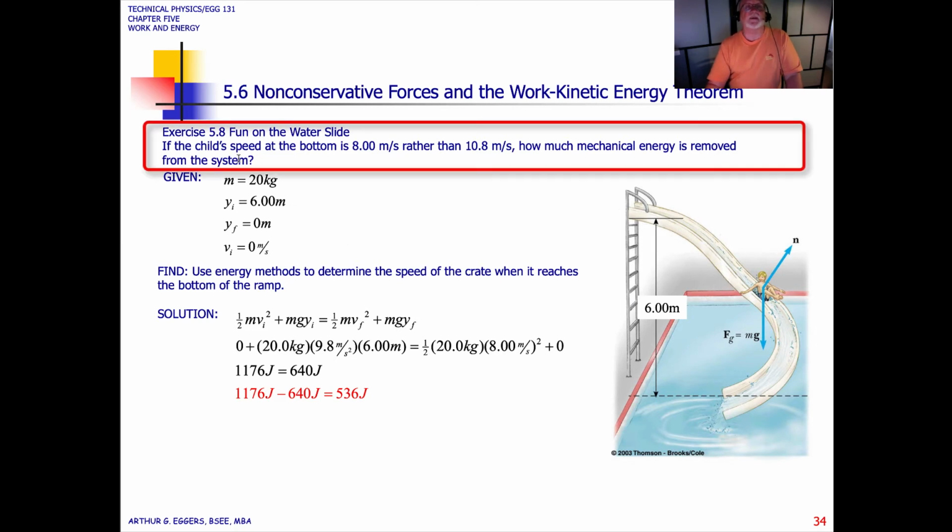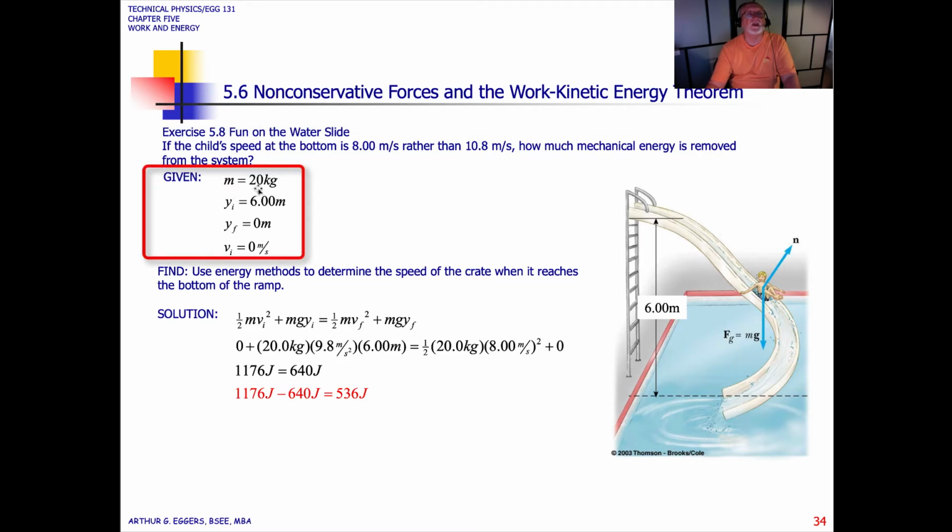Second part says, if the child's speed at the bottom is 8 meters per second, rather than the 10.8 meters per second, how much mechanical energy is removed from the system? So we could say, okay, we've lost 2.8 meters per second of speed. Maybe that was due to resistance. Maybe that was due to friction. So they want us to find out how much of that mechanical energy was removed. It might have been friction. So we've got 20 kilograms again, 6 meters, 0 meters at the bottom. Initial velocity 0. We didn't add any push off or anything.